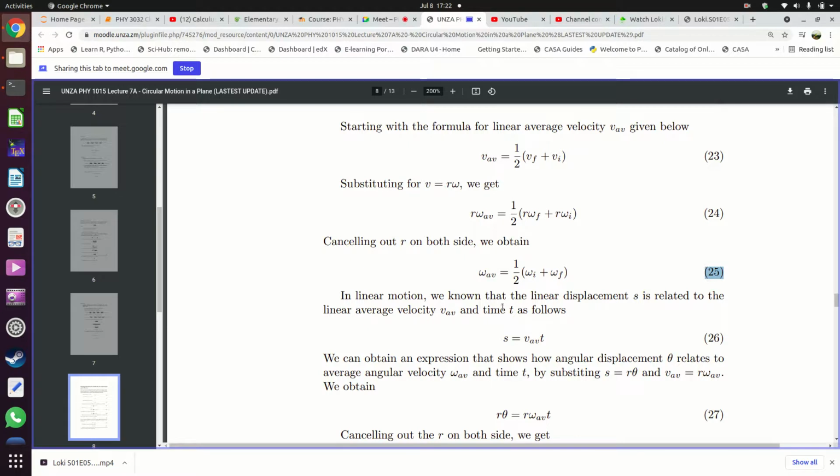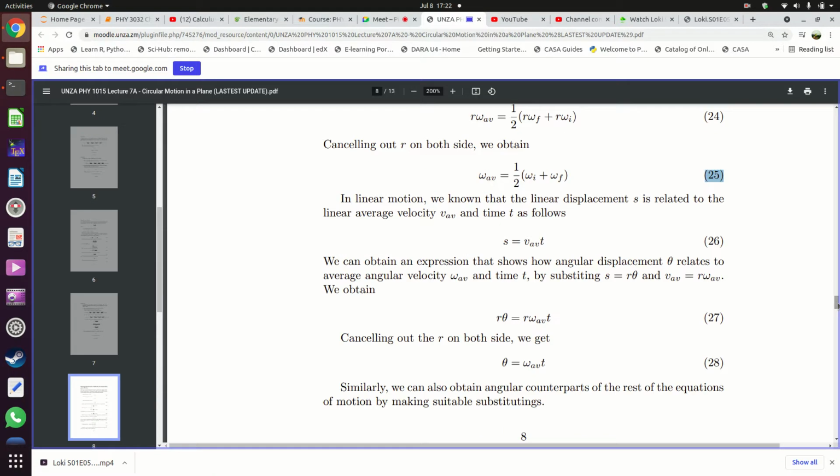Okay. Another equation which we have come across is one which gives us the linear displacement. We know that the linear displacement S is equal to the average velocity multiplied by the time. So the displacement covered by an object is equal to the average velocity multiplied by the time. So in this case, we know how S is related to omega. We have this relationship.